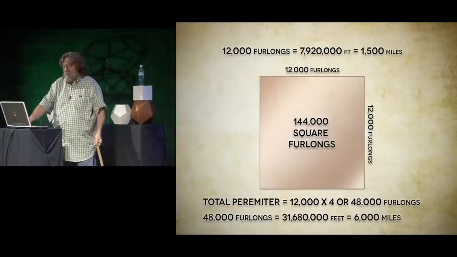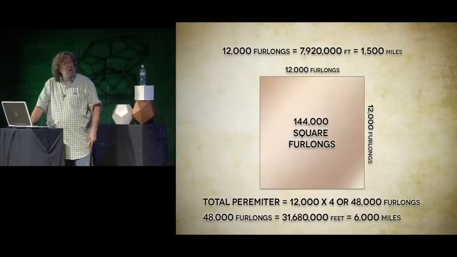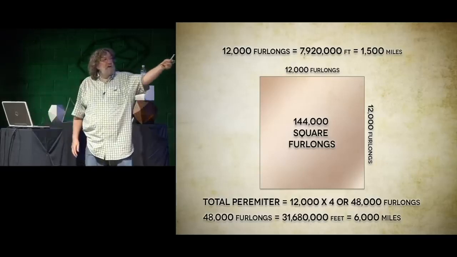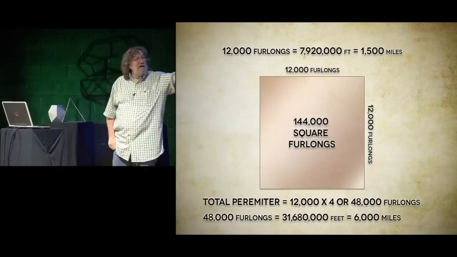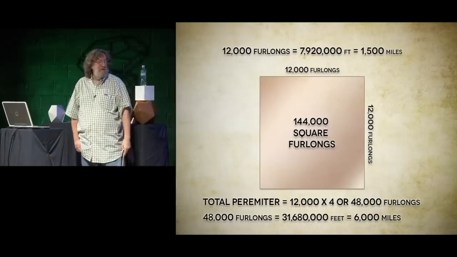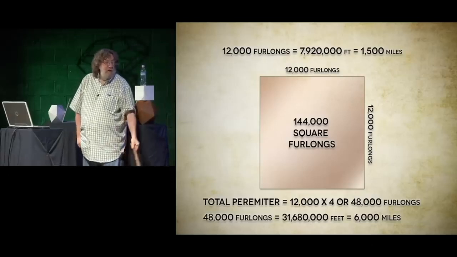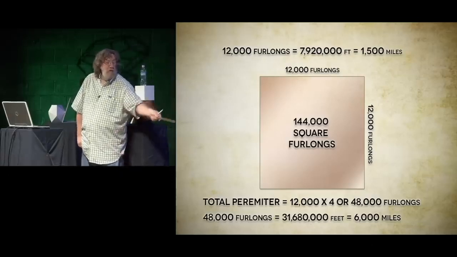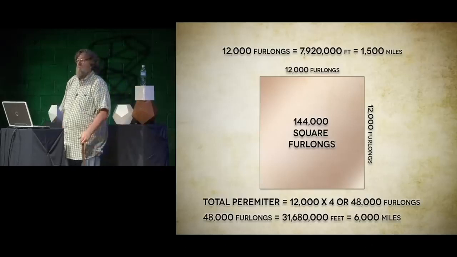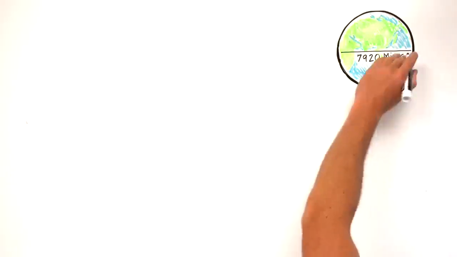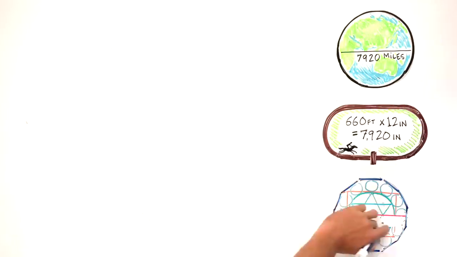48,000 furlongs on a perimeter. It's also described as cubical. 12,000 furlongs equals 7,920,000 feet, which equals 1,500 miles. The total perimeter, 31,680, has a profound mystical significance, which we will save for another time.